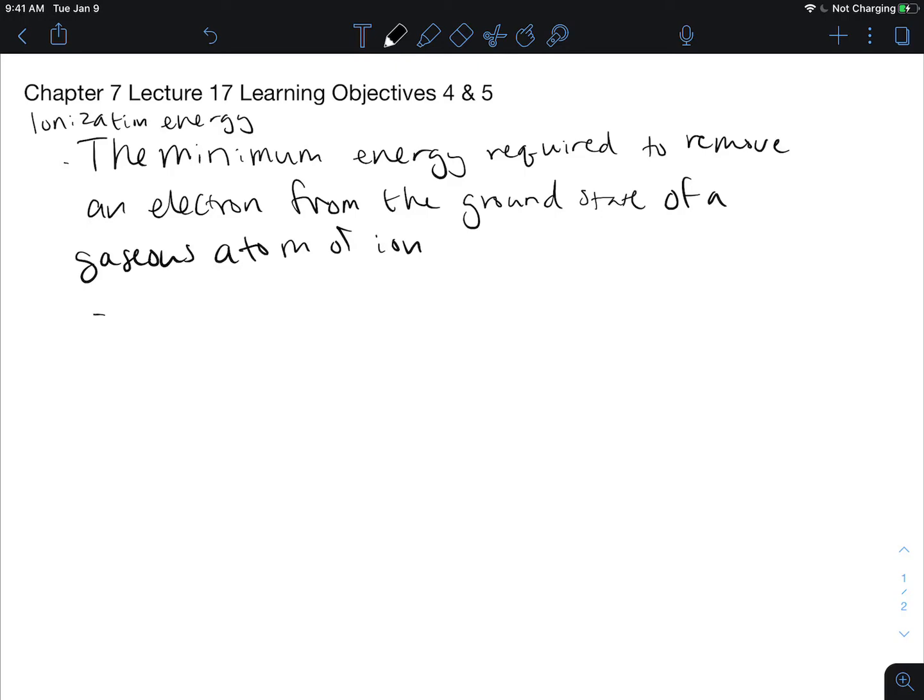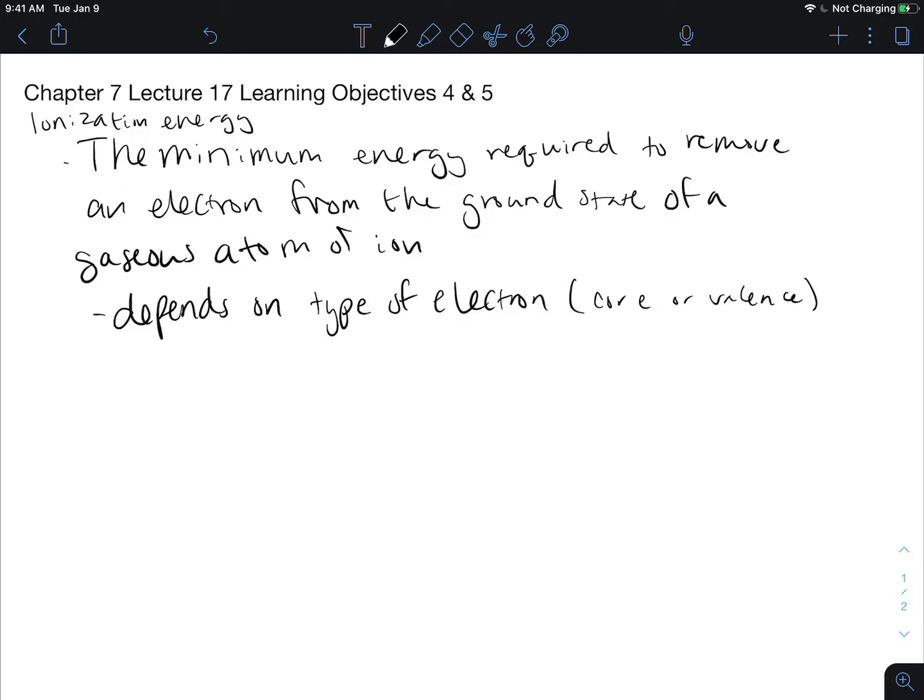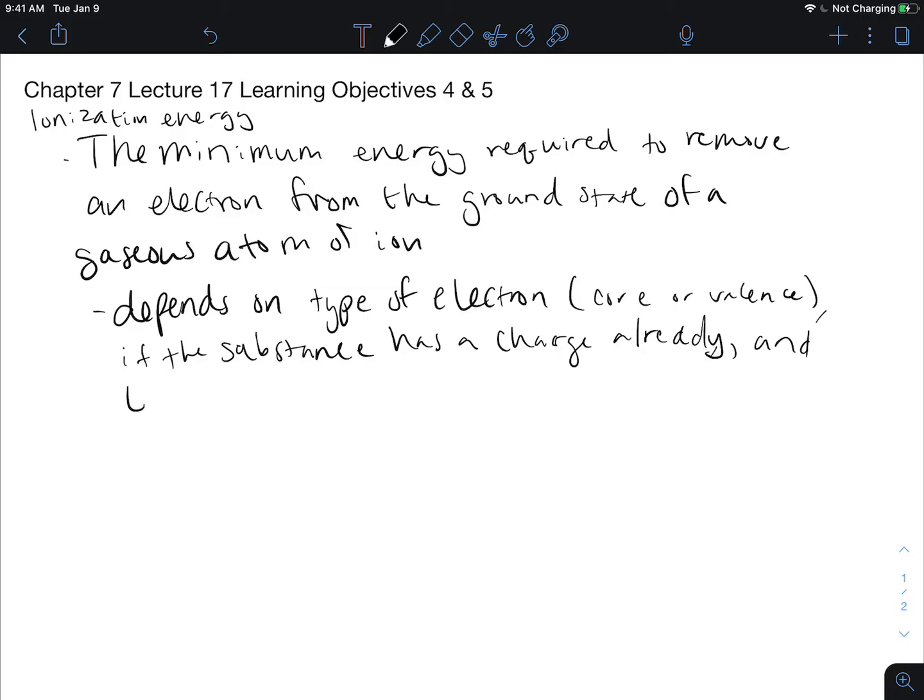And of course, the energy depends on what type of electron you're trying to remove, whether it's core or valence, or whether the substance is charged. It also depends on our effective nuclear charge. So all of these will affect how hard it is to remove an electron.